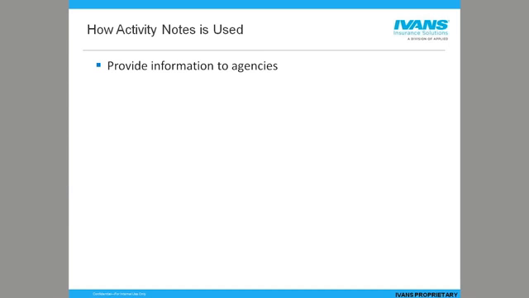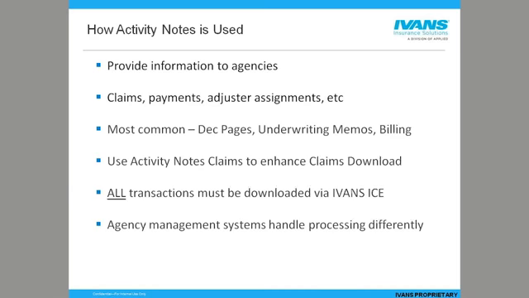So it's really a format that these carriers can use to continually inform their agencies on things that they need to know. Some carriers also use this implementation to attach documents such as dec pages, so that they can provide policy detail information and include a dec page on the activity and note and download that to their agencies. Other carriers want to download claims information, and there's adjuster information and payments and things about the claims that they want the agencies to know. The one thing to note here is that you would not want to implement an activity and notes claims implementation to satisfy a claims download scenario.